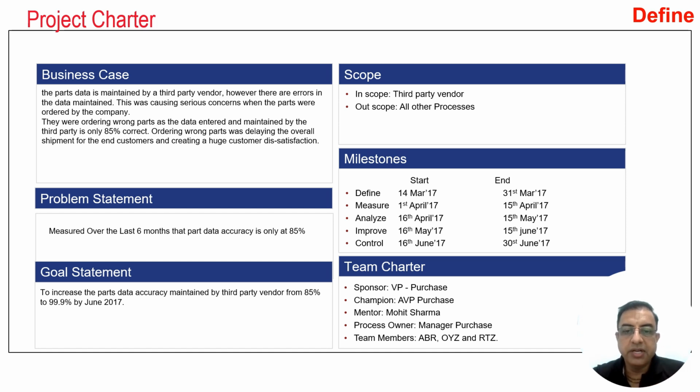The team charter should consist of the sponsor, champion, mentor, process owner, and the team members. The sponsor is the one who is sponsoring this initiative, the person who has the right to approve the cost or the resources and everything. The champion is the one who is assigned this problem, like the AVP purchase in this case. The mentor is the one who is going to mentor this black belt on this project. So the black belt is working for the champion to solve this problem.